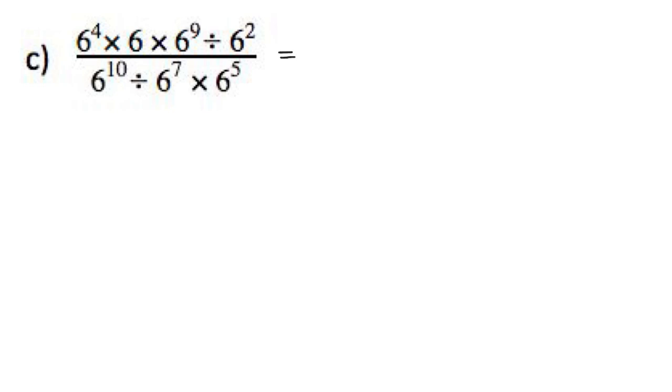So we know that we always keep the base the same, and if we're multiplying, we add, and if we're dividing, we subtract. So where I don't have an exponent, I'm just going to put my 1 exponent in there because I know that rule. So I have 4 plus 1 plus 9. And then we're dividing, so we subtract 2 in that first part.